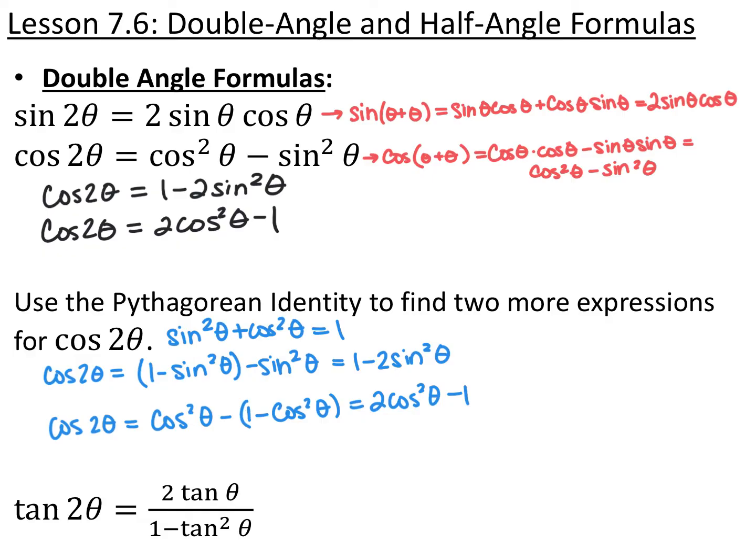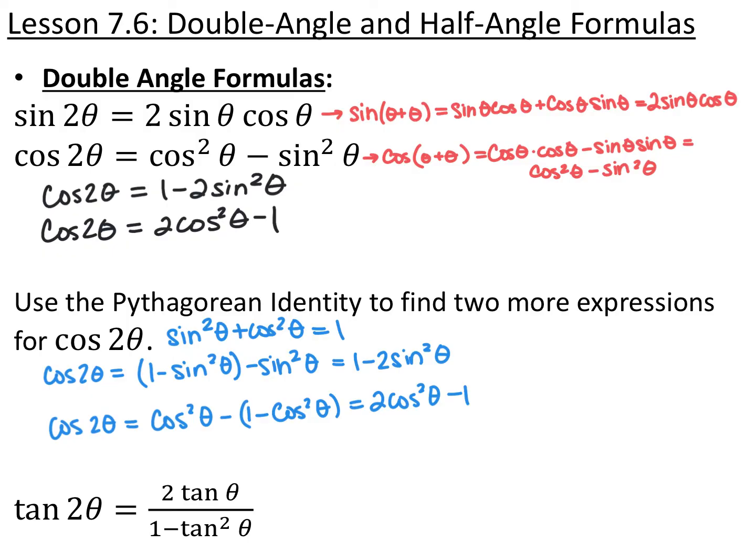If you apply the Pythagorean identity, sine squared plus cosine squared equals 1, you can replace the cosine squared with a 1 minus sine squared. Minus sine squared, you end up with a 1 minus 2 sine squared theta. Or you could replace the sine squared theta with a 1 minus cosine squared theta. So you get cosine squared minus the quantity 1 minus cosine squared, which is 2 cosine squared theta minus 1. So there's actually 3 identities for cosine 2 theta.